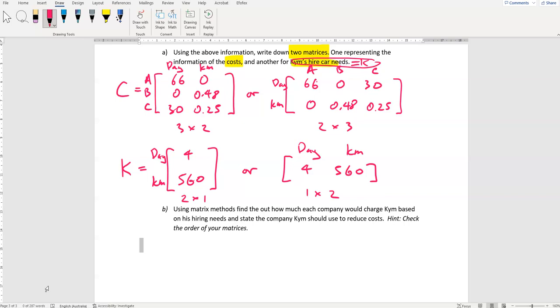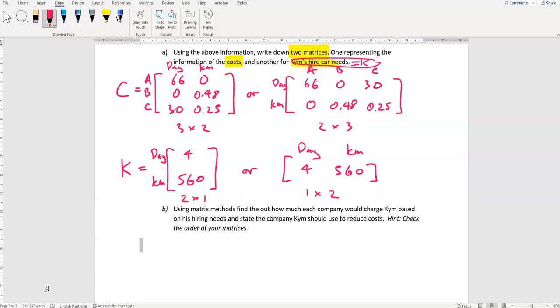Can I do the other way around? Can I do K times C? No. 2 times 3? No, that doesn't work. But I could do probably this pair. Yeah. Because that's a 3x2 and 2x1, so I could do CK. Can I do KC? No, you can't because that's 2x1. 1 and 3 aren't the same.